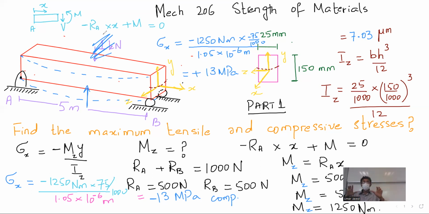If it is acting like this, then the moment is negative because you curl the fingers of your right hand, and the thumb is pointing inward to the board, and the inward is actually opposite to this z direction. So your Mz will be negative. And now your top surface will be in tension. Your bottom surface will become in compression.